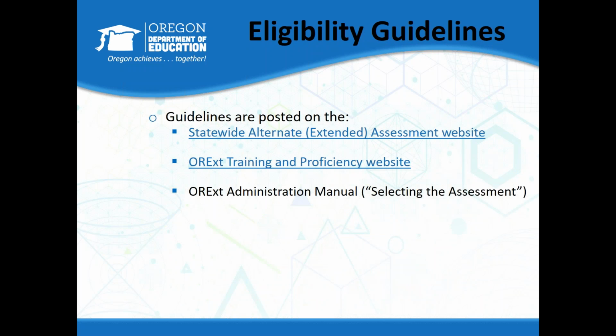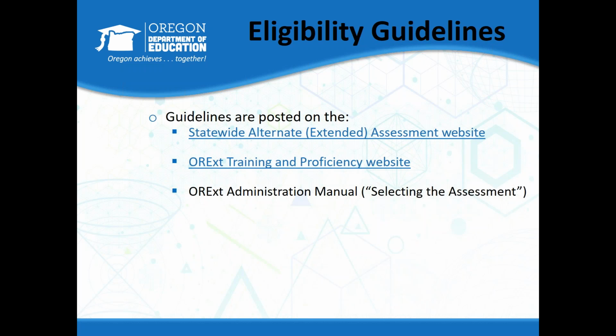As I mentioned earlier, the eligibility guidelines. These are for the support of this component of the IEP team decision-making around assessments and participation in the statewide assessments. In 2015, Oregon updated their guidance with regards to those who might participate in the Oregon Extended Assessment. And those guidelines are posted on the following websites: the statewide alternate extended assessment website, the Oregon Extended Training and Proficiency website, which we'll talk about in just a moment, where you will go and register for monitoring purposes, and the Oregon Extended Administration Manual under selecting the assessment.